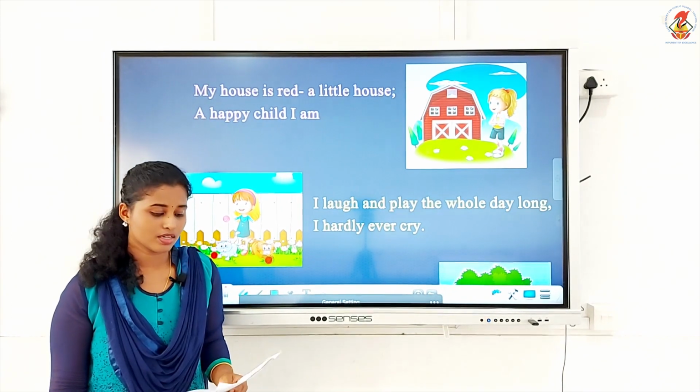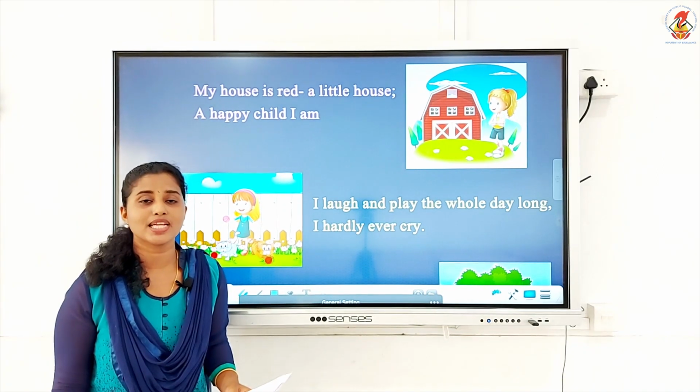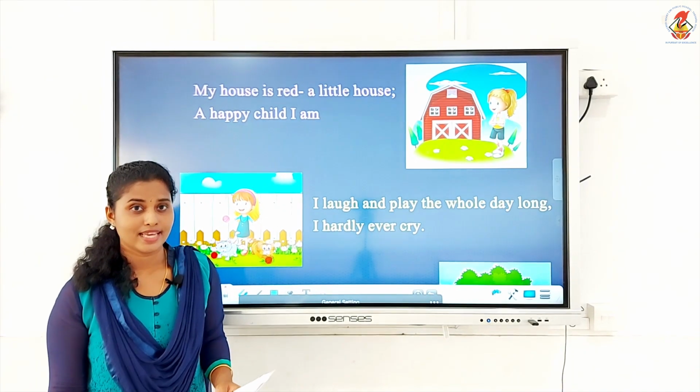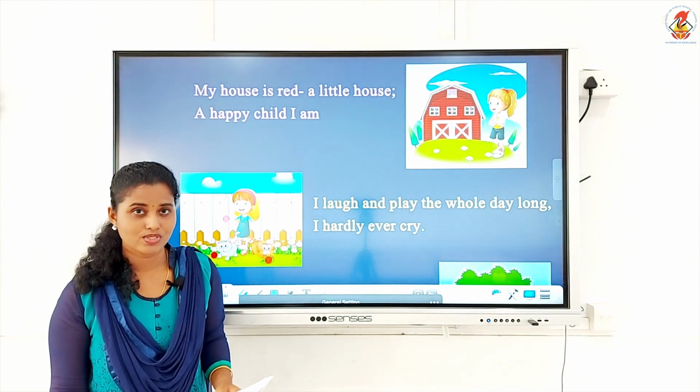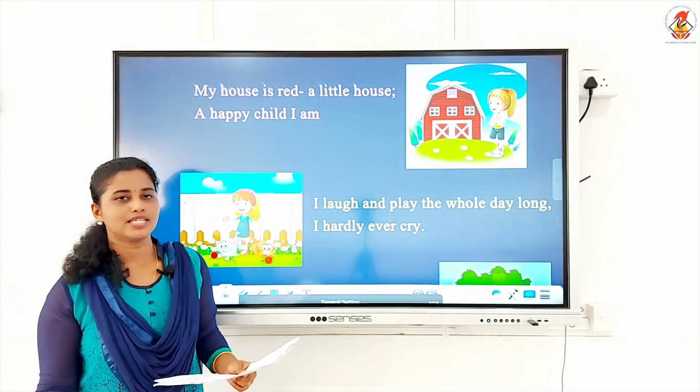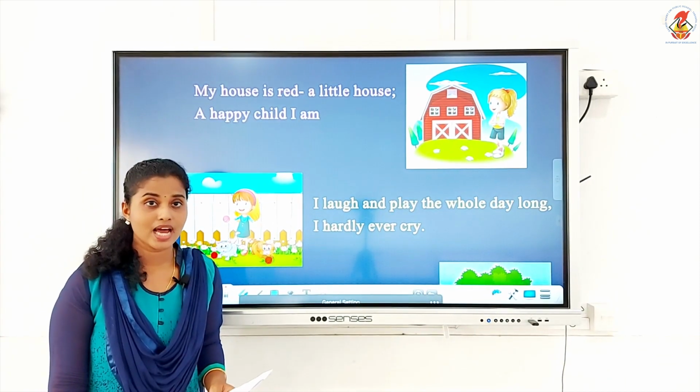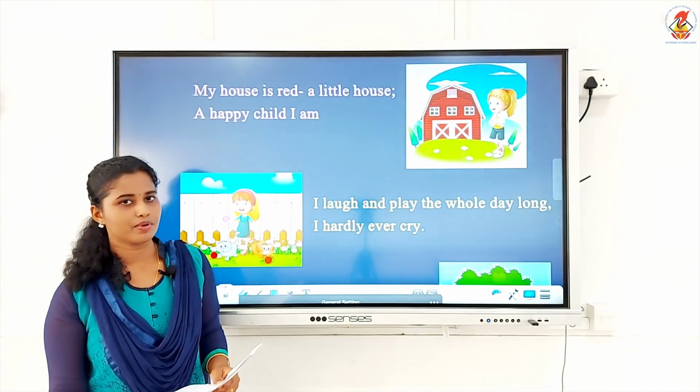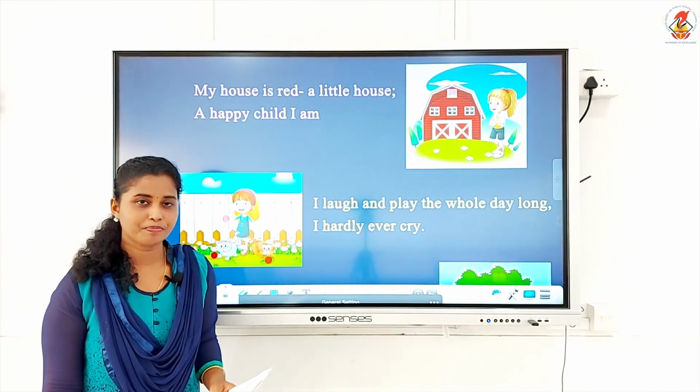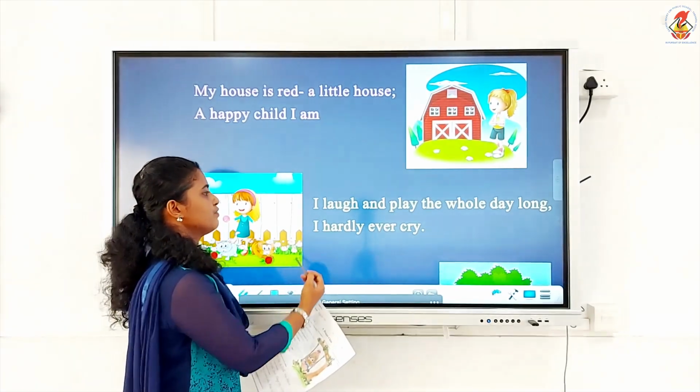So what is the color of the child's house, children? Yes, it's a red house, isn't it? Very good. So she is living in a little red house and she always remains happy. Okay? Now we'll move on to the third and the fourth line.